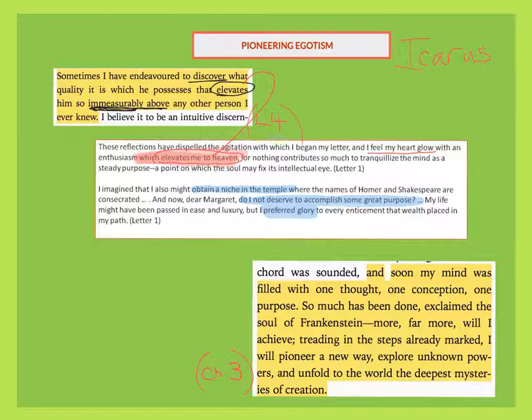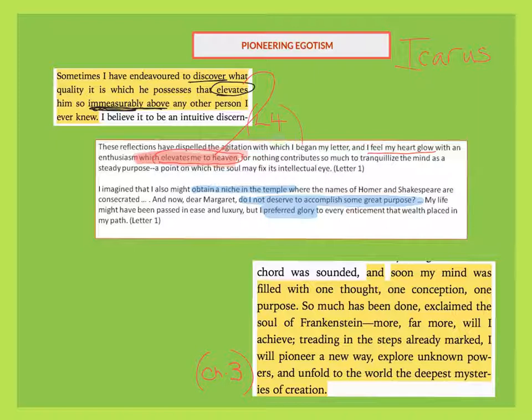So we're seeing that with this second quote from Robert Walton. I imagine that I also might obtain a niche in the temple where the names of Homer and Shakespeare are consecrated. So this is Robert Walton talking about his attempts to study and analyse poetry, possibly even become a poet. It has obvious links towards the Shelleys, doesn't it? But he failed, so I've missed a bit of the quote out there, but he failed, and then he turned his attention towards science.